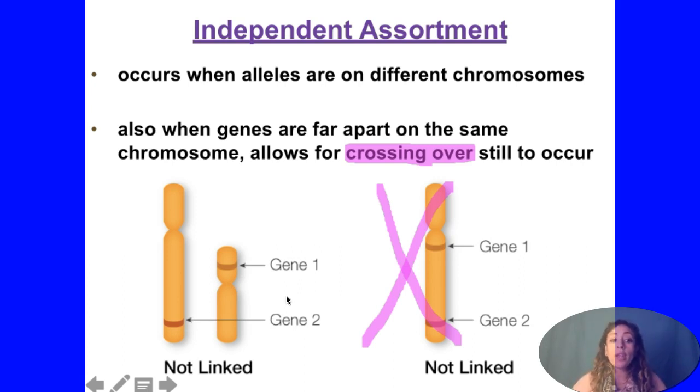It also occurs when they are on the same chromosome, but far enough apart to still allow for crossing over to occur. So we're going to pretend right here is a chromosome that's crossing over with this one right here. As you can see, the X is going to cross over right here, and gene 2 will be interchanged with this other homologous chromosome, but it's not going to affect gene 1. So they're still going to assort independently of one another.